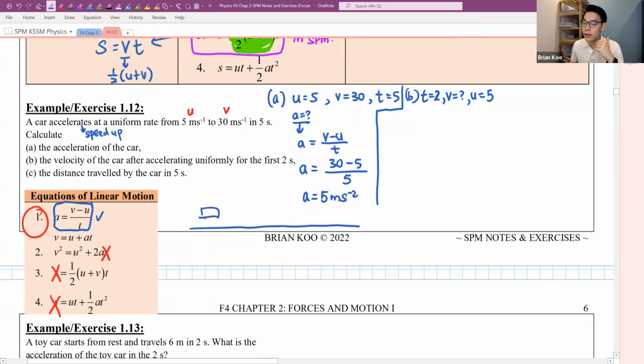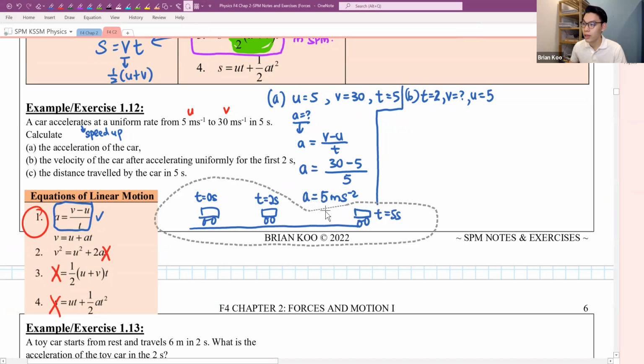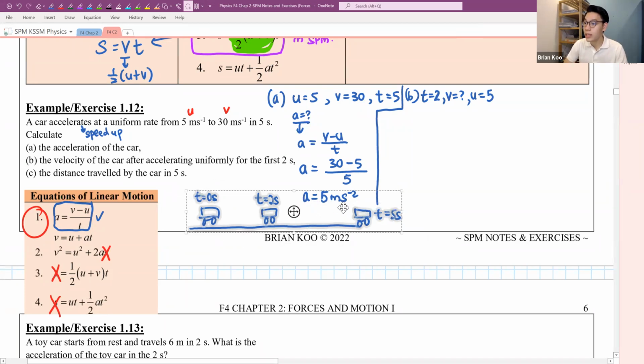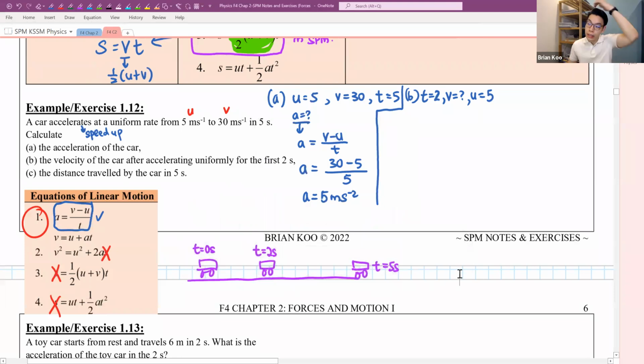A car moving. At first is 0 seconds. We want to know what is the velocity at 2 seconds. Just now that 30 meter per second is the velocity at the 5th second here. Wait, I think I shouldn't use all blue. It looks very confusing. Let me change color. Okay, so just now the velocity, 30 meter per second, is here, you know.